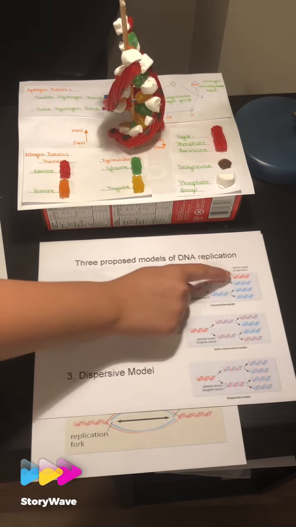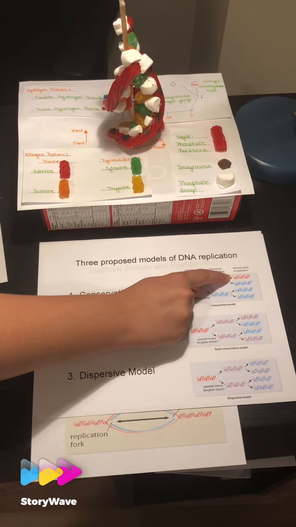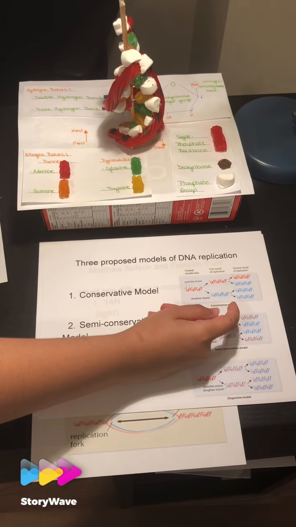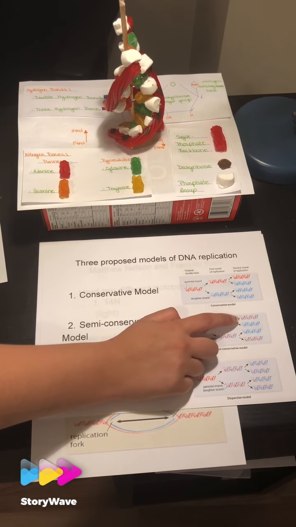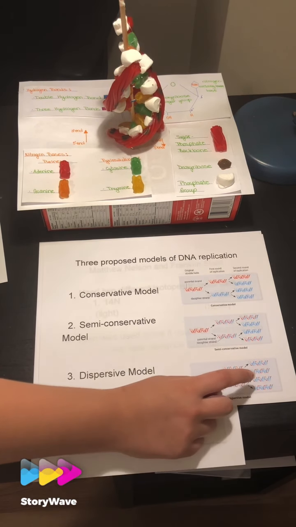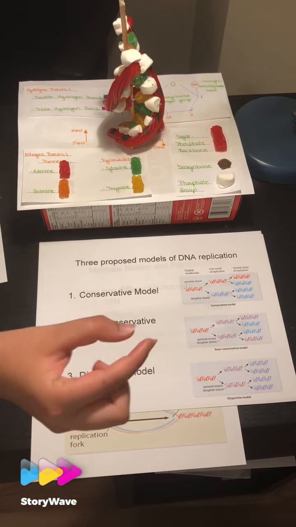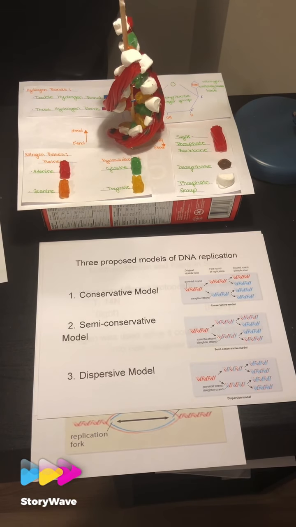So here, as you can see, for the conservative model, it's one parent molecule and one daughter molecule. For the semi-conservative model, each molecule has one parent strand and one new strand. And for the dispersive model, it's a mix of small fragments from parent and daughter.